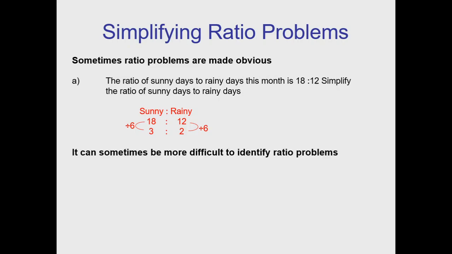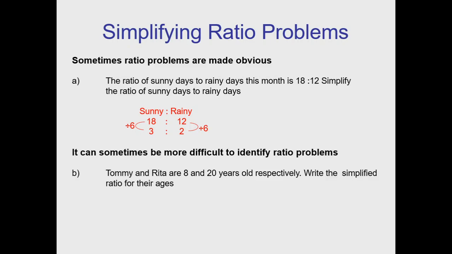Sometimes it's more difficult to identify ratio problems, and these are the problems we tend to come across more often. Tommy and Rita are 8 and 20 years old, respectively. Remember that word respectively? They use it a lot. That means that in the same order, I said Tommy first, so he's the first age, and Rita second is the second age. Write the simplified ratio for their ages.